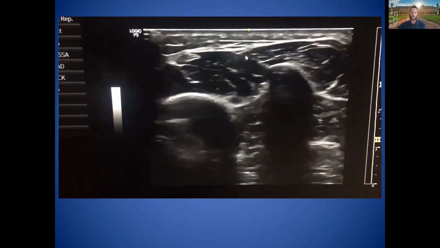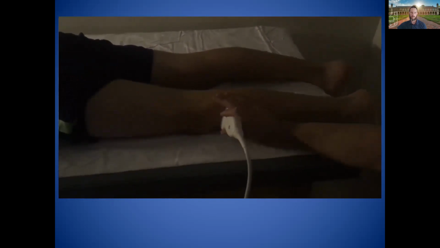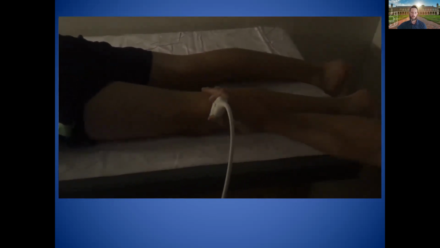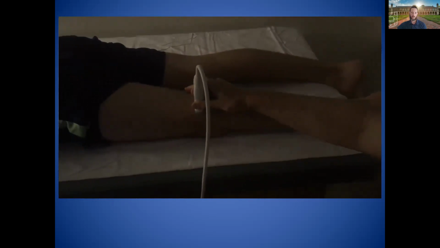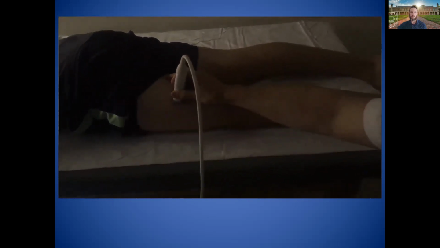And Becky, if you'll come back to where I am here, and I'll just demonstrate with my hand. So this is about the level of the superficial peroneal nerve here. And then the technique is to just move up this way. This is the fibular head here. And then you move back over to the popliteal fossa and follow up along the long head of the biceps femoris.